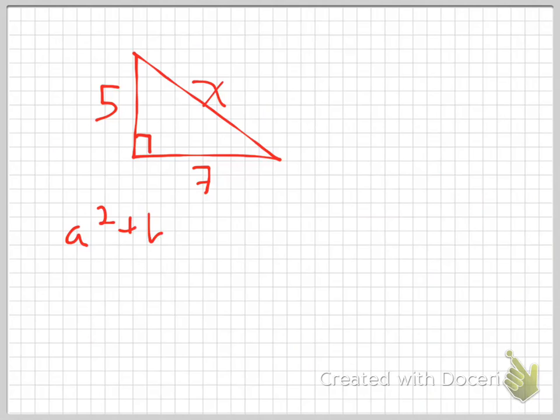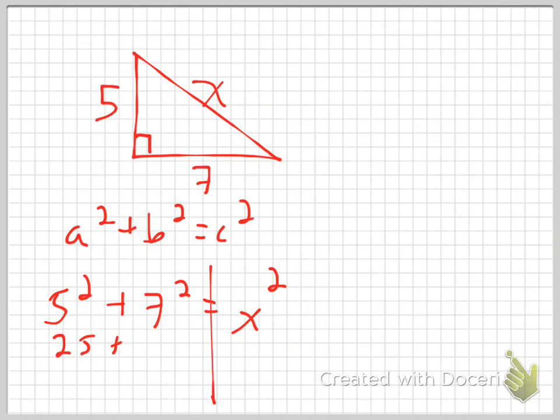A squared plus B squared equals C squared. Okay, A squared, 5 squared plus 7 squared equals X squared. Do you agree that I've set that up properly? Be paying attention. 25 plus 49 equals X squared. That is 74 equals X squared. Is the variable happy? No, square root, square root. That leaves me with X equals, what is the square root of 74?